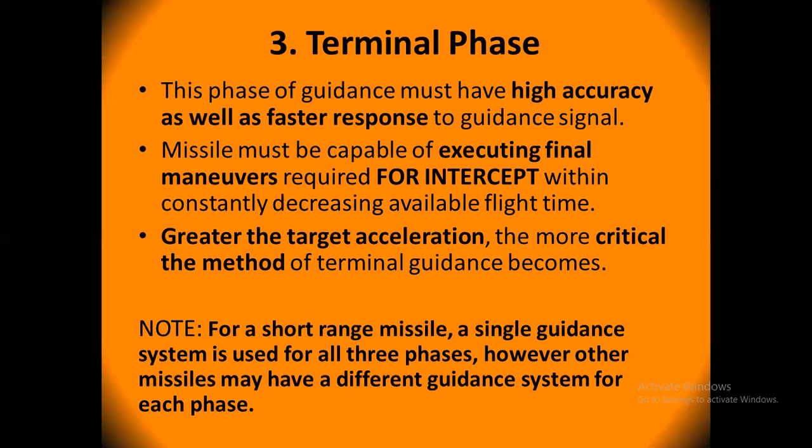Now, these are the three phases. The first is the boost phase, the second is mid course, and the third is the terminal phase. For short range missiles like Akash and Prahar, these are incorporated with a single guidance system for all three phases. But for long range missiles, especially long range interceptions like 5,000 kilometers and more, as Devashish was talking about, they have a different guidance system for each phase, so that in case of failure of a single guidance system, the other two can take over and the accuracy remains as it is.